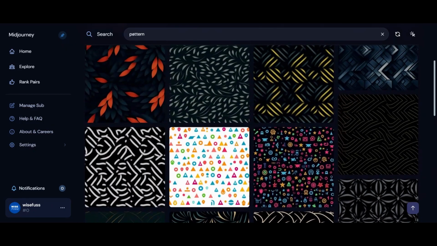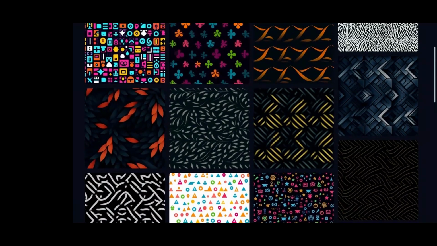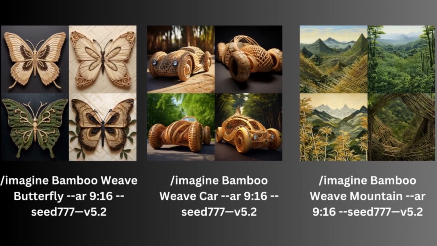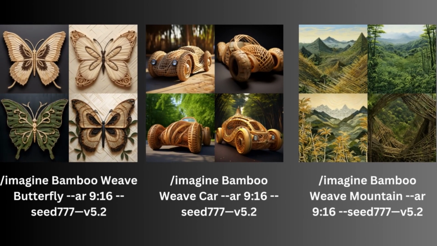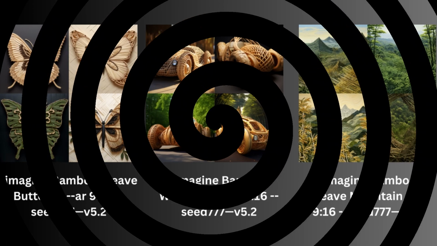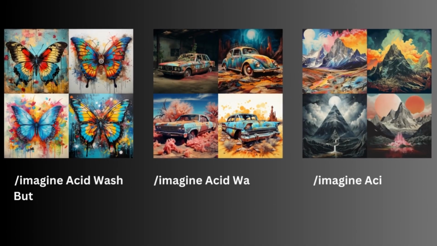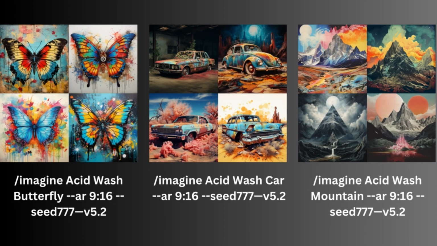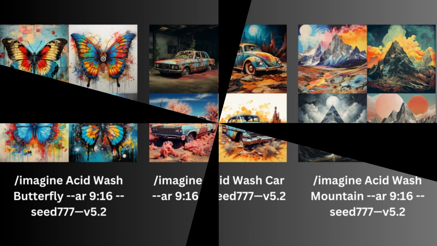Now, let's dive into the incredible world of patterns. First, we have bamboo weave patterns, capturing the texture of woven bamboo. While the tile excels, the butterfly, car, and mountain take on a fascinating twist. Next up, acid wash patterns, which imitate the worn and crunchy appearance of acid washed fabric. They bring a unique, edgy twist to the reference images.